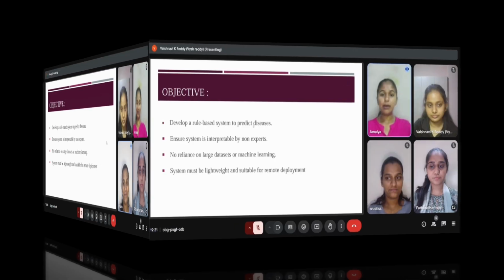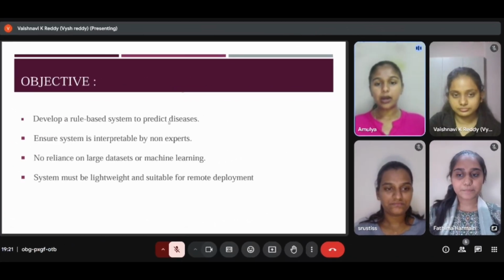So I'll be explaining about the objectives. The aim of the project is to create a simple rule-based system that can predict diseases just by using symptoms given by the user. Firstly, it's easy to understand for everyone, even for non-medical people. It doesn't need big data or machine learning. Also, it's very lightweight, so we can use it even in remote places where internet or resources are limited. So the next slide is about methodology overview.